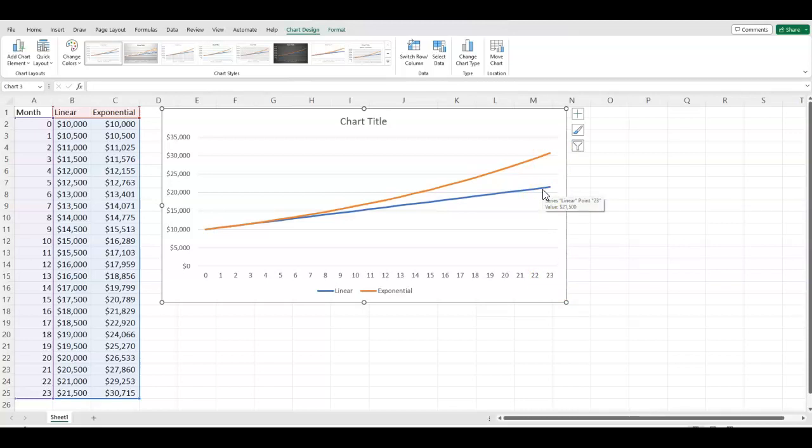And that is because over time, your linear model is simply still growing at $500 a month. But the exponential, because the 5% is based off the previous month, means we are constantly adding more than 500. So every month it's just a little bit more, and that's why we get wider and wider separation between the linear and the exponential. So that's just one way you can use Excel to create linear and exponential models and to compare them using a graph.